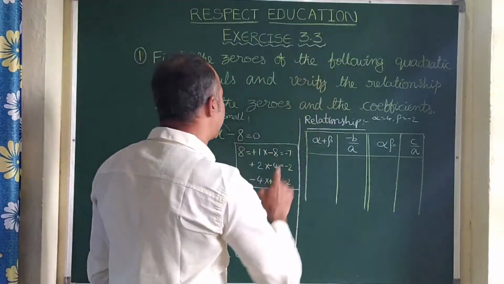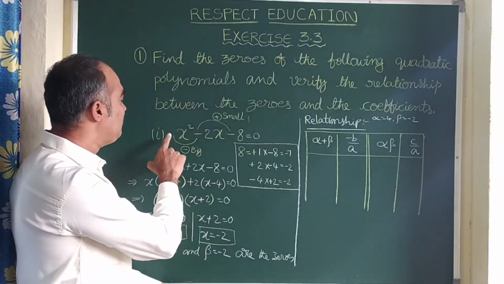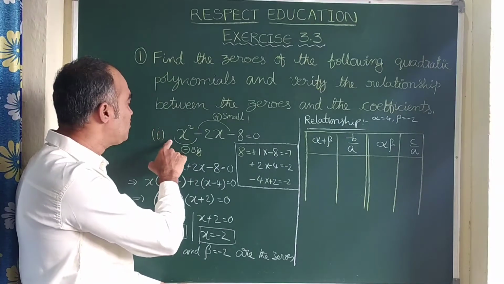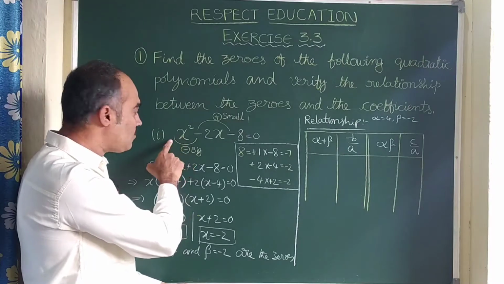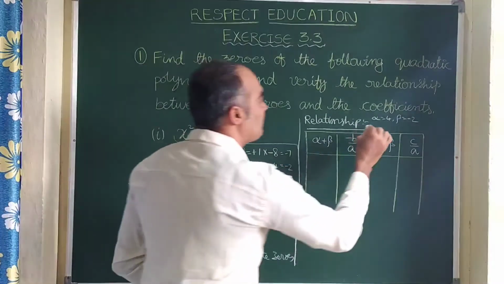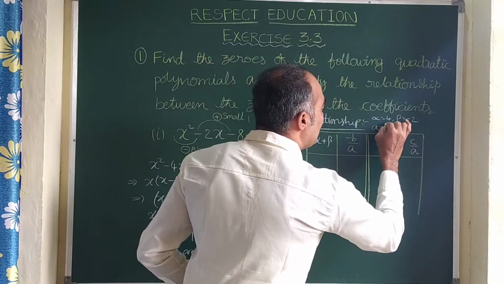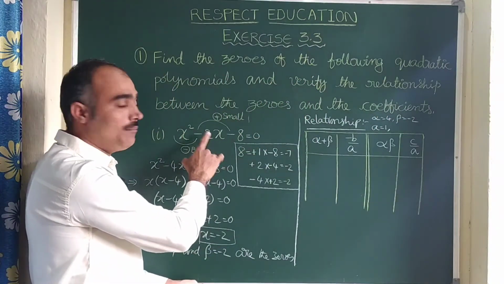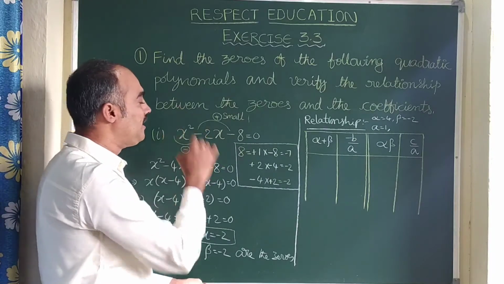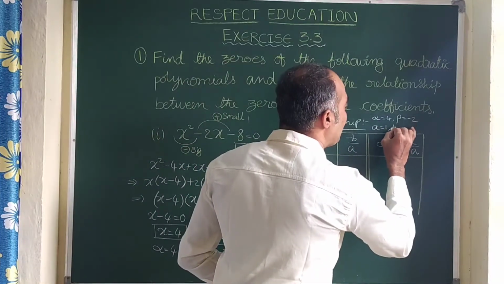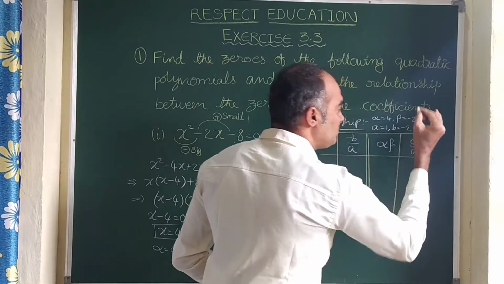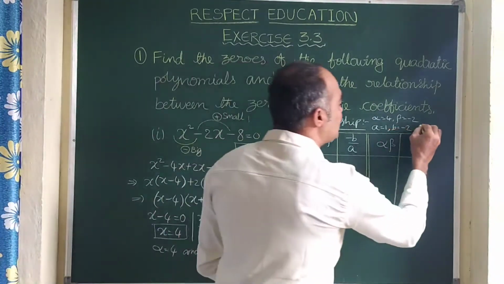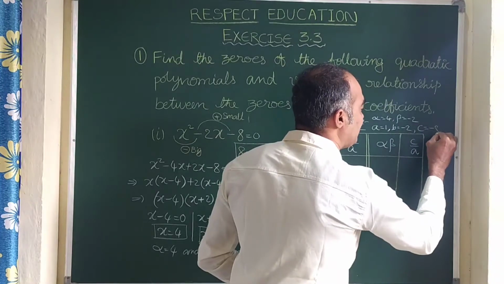Now coefficients. Here you see, you compare this one with a x square. Here a is 1, so the x square coefficient is 1, so a is equal to 1. Plus bx, so b is equal to minus 2. Plus c, so it is minus 8. So c is equal to minus 8.